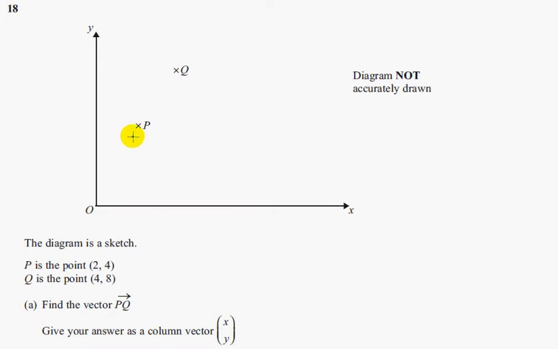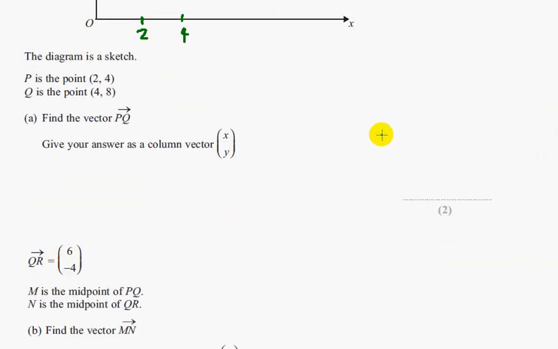So P is (2, 4), which means 2 across and 4 up, as the x value is 2 and the y value is 4. Q is (4, 8). So that means the vector would be 2 to the right and 4 up to get from P to Q. So the column vector would be positive 2, positive 4.